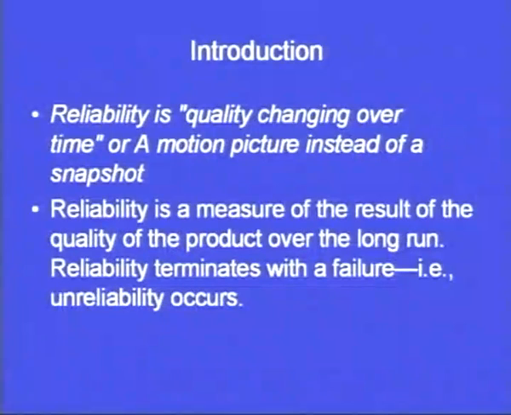Reliability is quality changing over time, or a motion picture instead of a snapshot. Some other properties may be snapshots, meaning they are constant, but reliability is not something which is constant. It varies over a period of time and is subject to time. So reliability is quality changing over time. Initially we may have a system performing at some particular quality level, and with the passage of time that quality may degrade. So it is not constant. Reliability is a function which is always varying with time.